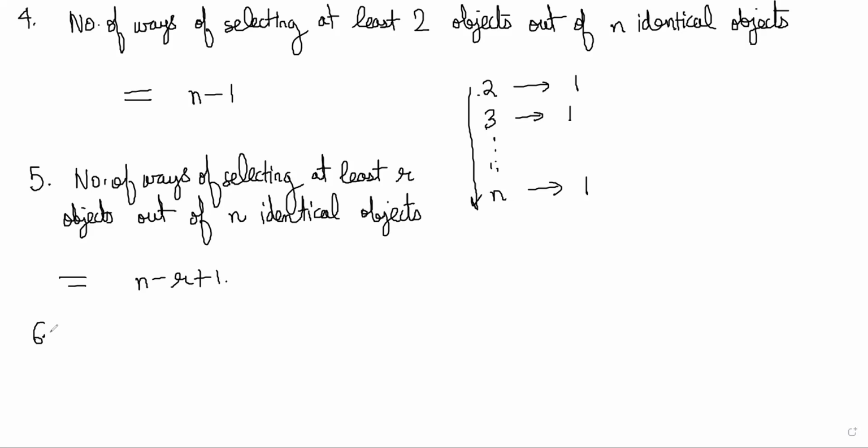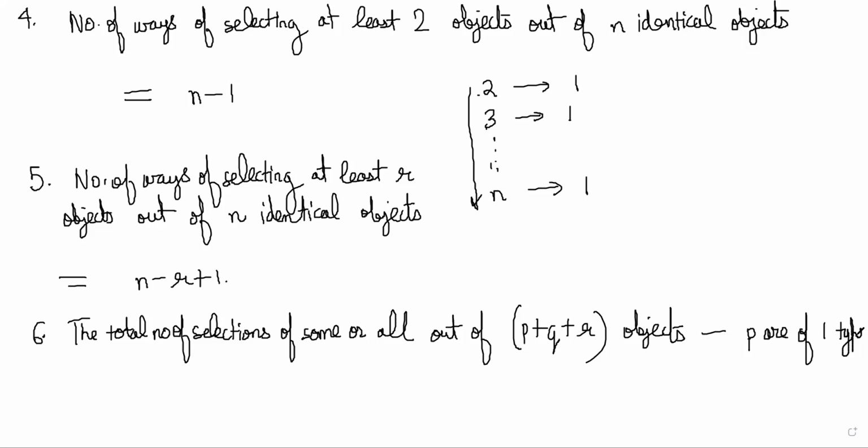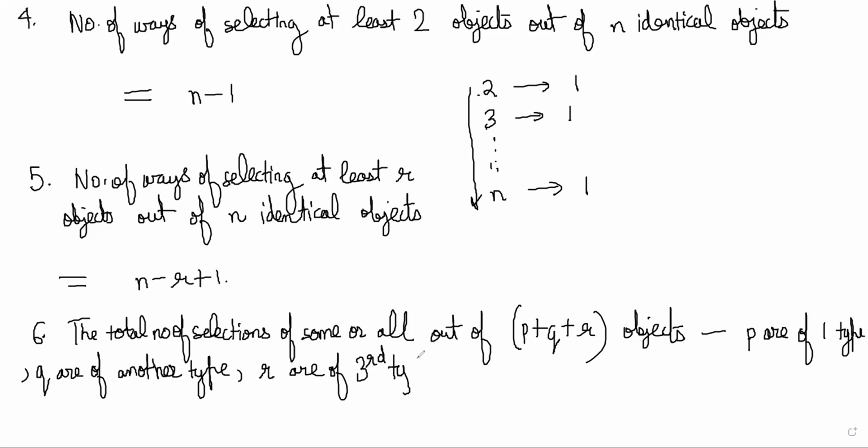Okay. Then the total number of selections of some or all out of p plus q plus r objects, where p are of one type, q are of another type, and r are of a third type, and each type of objects are identical.